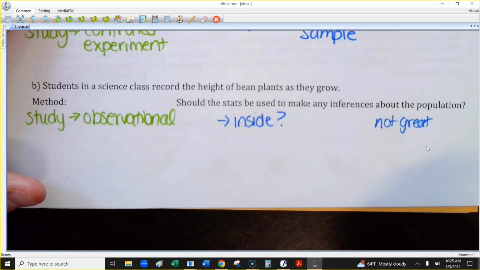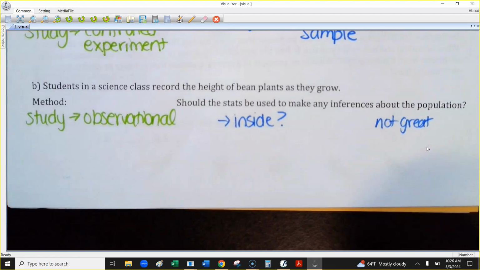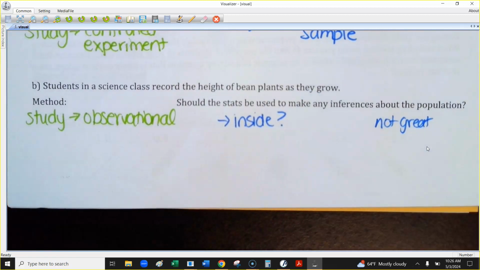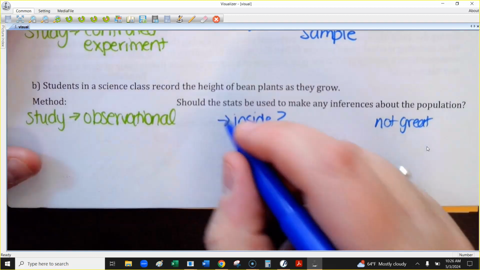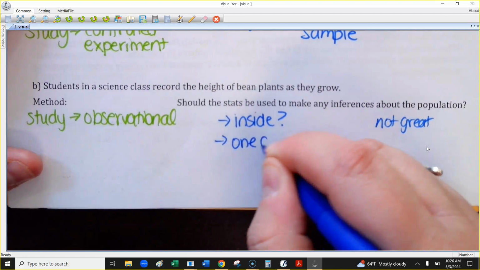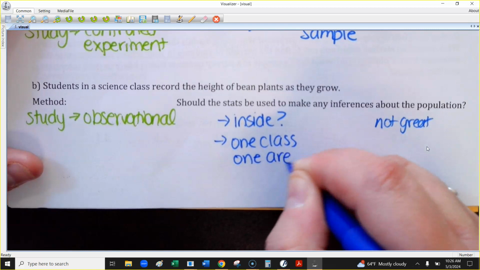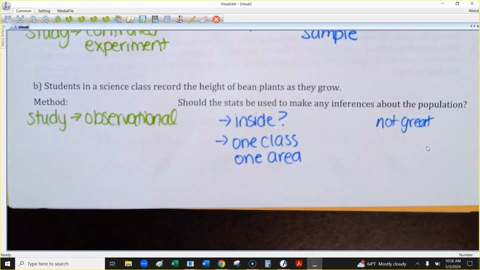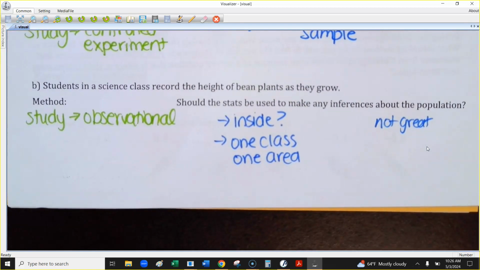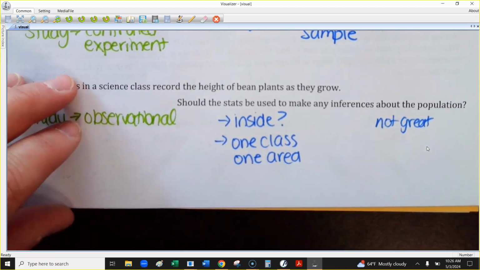If I was growing a bean plant in my classroom in Indiana, would that be similar to growing a bean plant if I lived in California? No. Okay, so this is one class in one area. It's not totally invalid, but I would also say this one's not the best way for me to make inferences as a whole, because it's really just one area, one class, and it's not a ton of a sample here. So that one, I would argue that as well.